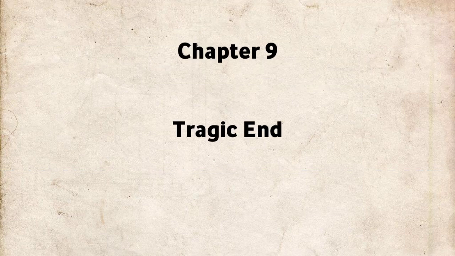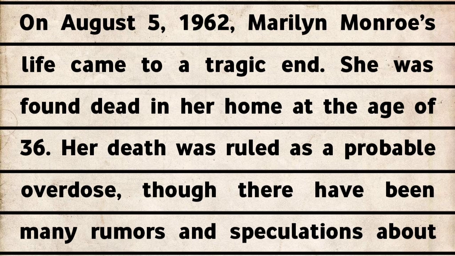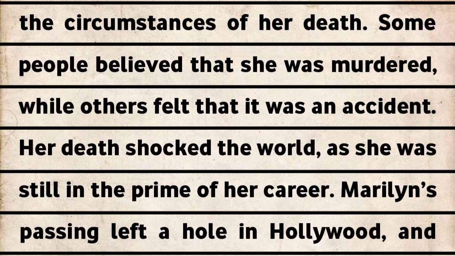Chapter 9. Tragic End. On August 5, 1962, Marilyn Monroe's life came to a tragic end. She was found dead in her home at the age of 36. Her death was ruled as a probable overdose, though there have been many rumors and speculations about the circumstances of her death. Some people believed that she was murdered, while others felt that it was an accident.